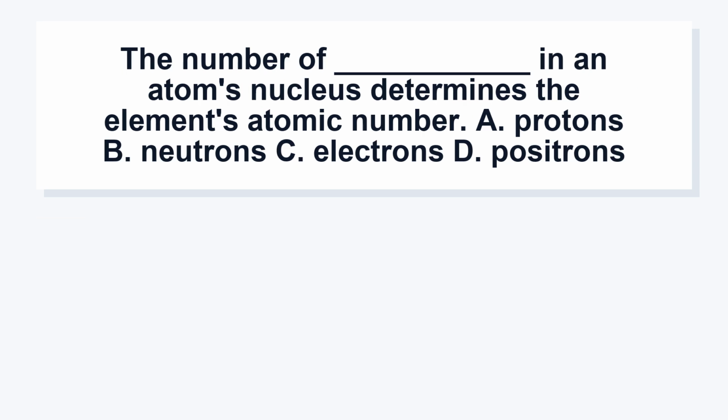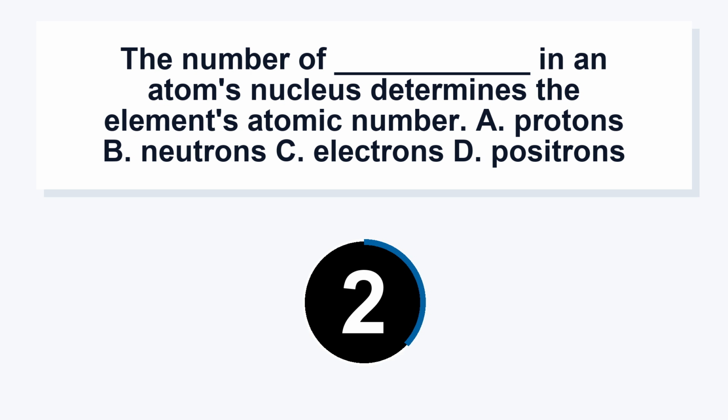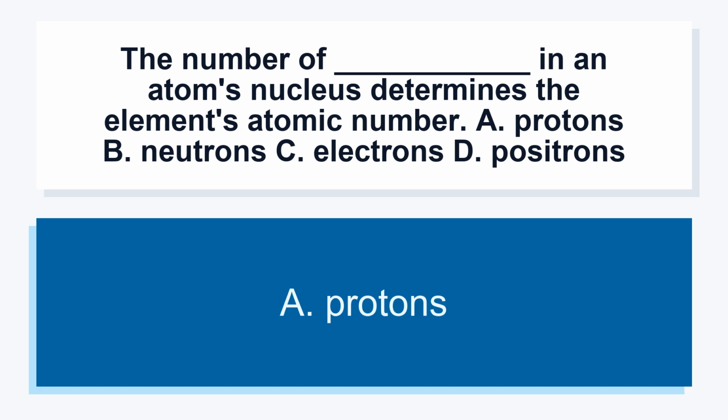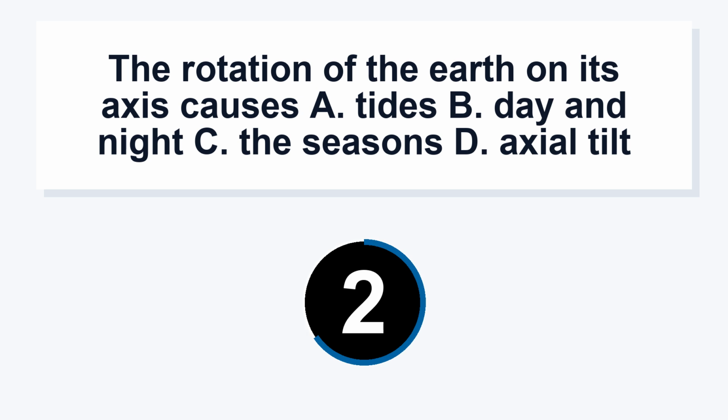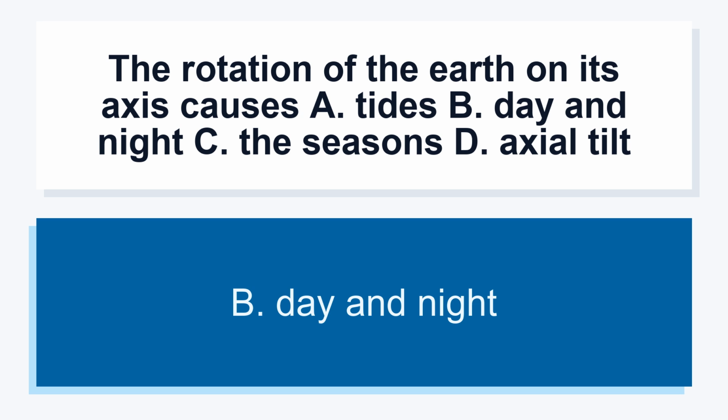The number of ______ in an atom's nucleus determines the element's atomic number. A. Protons. B. Neutrons. C. Electrons. D. Positrons. A. Protons. The rotation of the Earth on its axis causes: A. Tides. B. Day and night. C. The seasons. D. Axial tilt. B. Day and night.